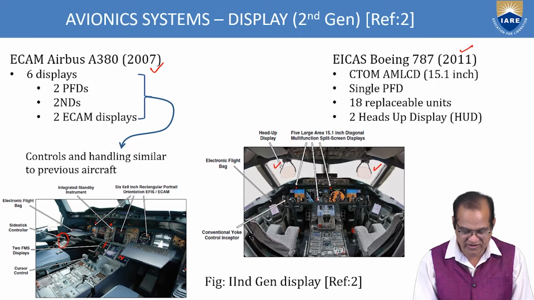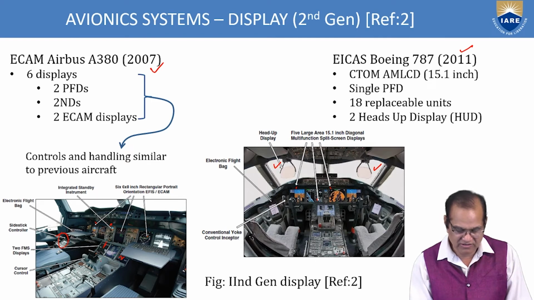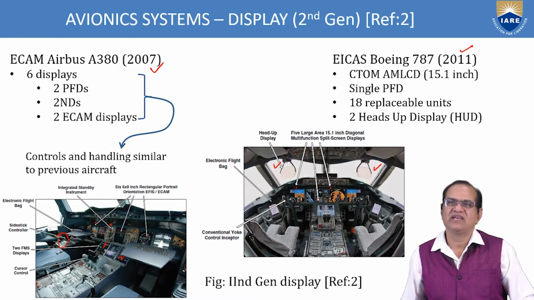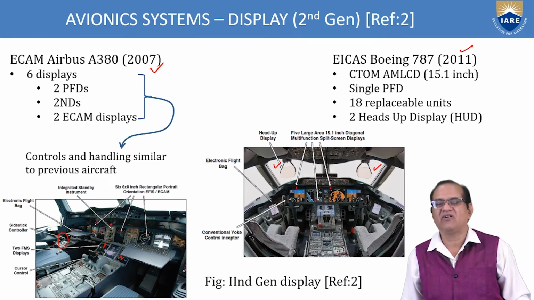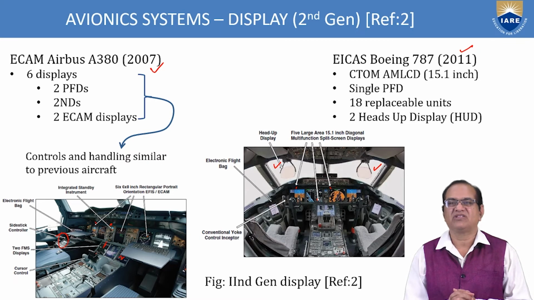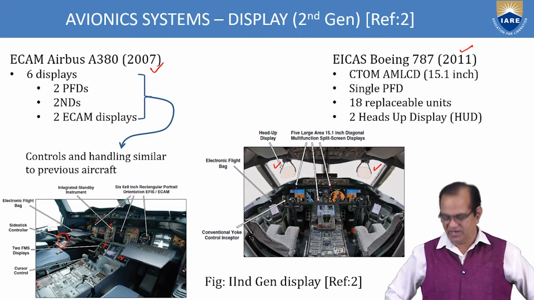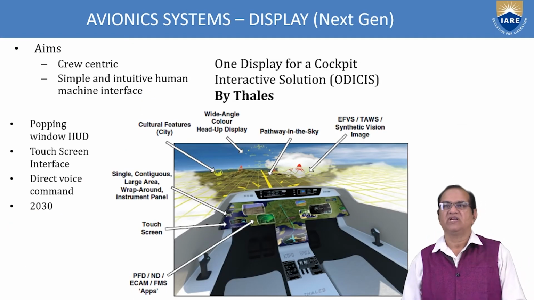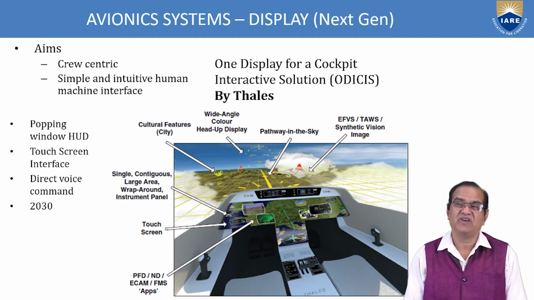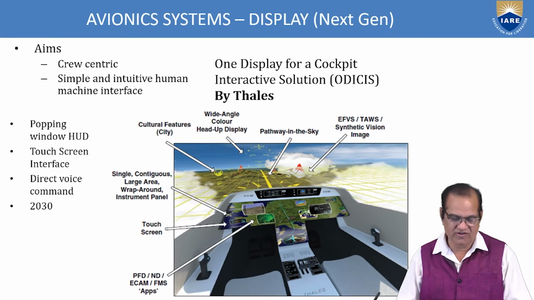Cursor control. Like your laptop or computer, you can control it and it can work like this. So this is a very brief idea of the 2 major passenger or commercial aircraft used for different purposes. Now we are in the next gen, very modern, and these aircraft also have started working in modern aircraft.